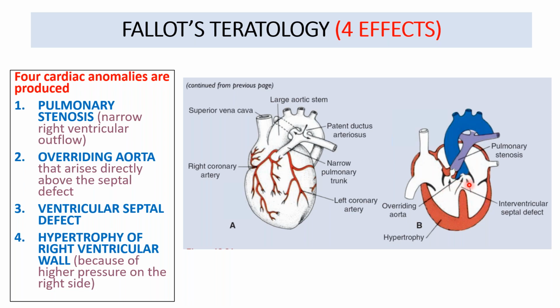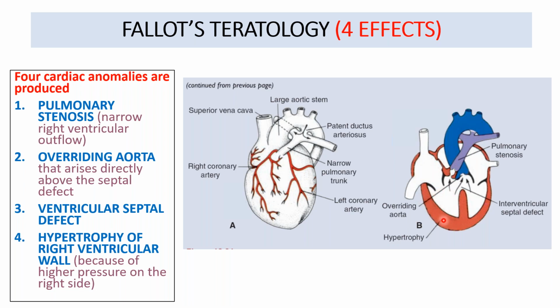Now, why is this ventricular septal defect happening? Because this is a defect involving the conotruncal septum. The conotruncal septum was the area from where the membranous part also took its formation. So this is associated with the ventricular septal defect. Now, because there will be higher pressure on the right side, there will be hypertrophy of the right ventricular wall.